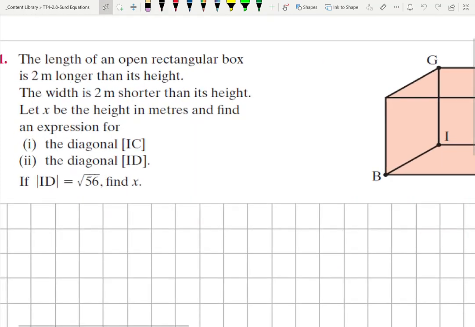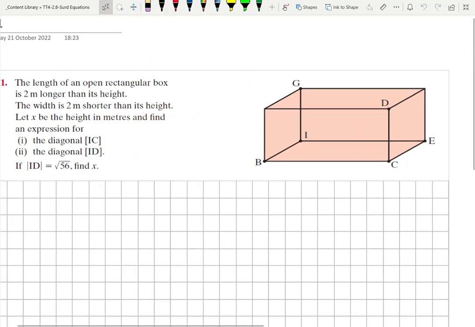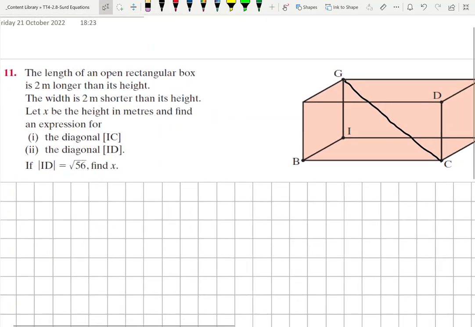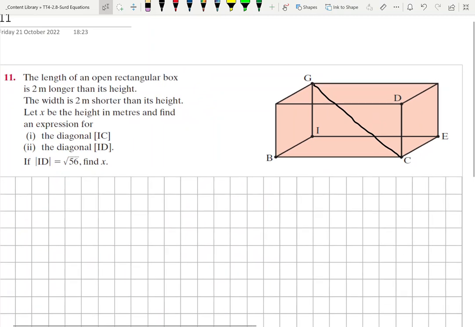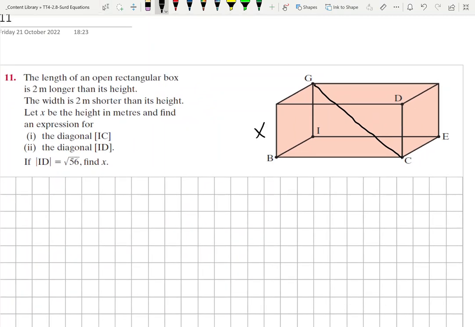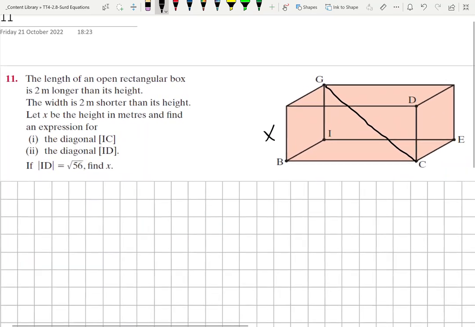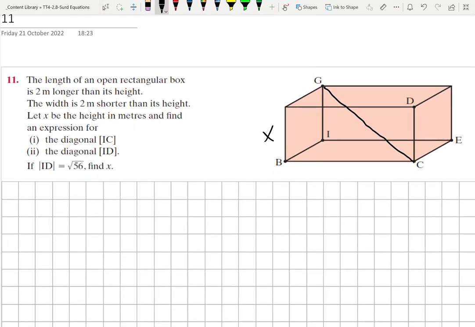I think I know what's going to happen here because I've just seen it so often. So if I'm right, there's a 3-dimensional Pythagoras. We'll just see. The length of an open rectangular box is 2 meters longer than its height. Call it x. And the width is 2 meters shorter. So x take 2 and x plus 2.